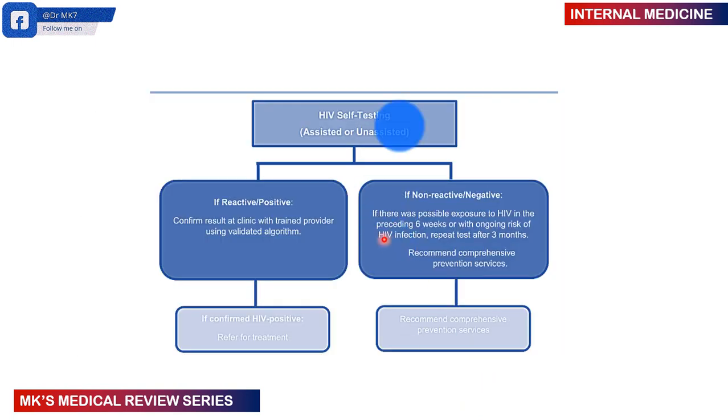So this is how it goes. So we have HIV testing, which is assisted or unassisted. If it is a reactive test, then you have to confirm this result at the clinic by a trained professional using the validated algorithm that I showed you earlier on. And of course, if it's confirmed positive, you refer this patient for treatment. Then if the result is negative, and there was a possible exposure in the past 6 weeks, or if there is an ongoing risk of HIV infection, you repeat the test after 3 months. Then, of course, you recommend comprehensive prevention services. If the test is positive after 3 months, you refer them to treatment.